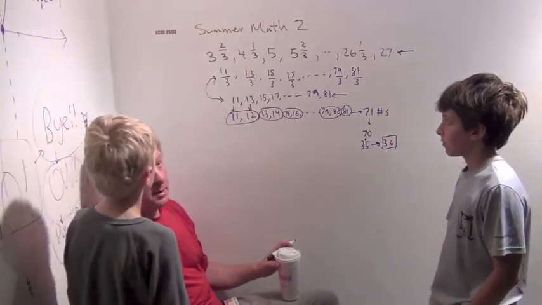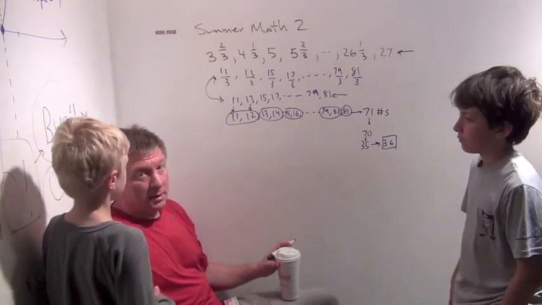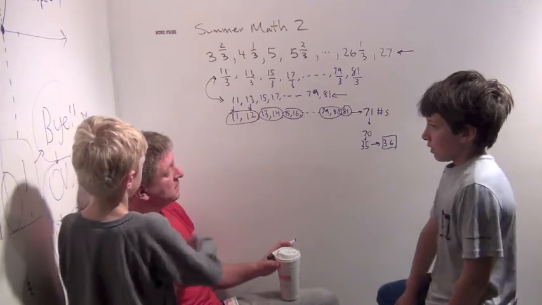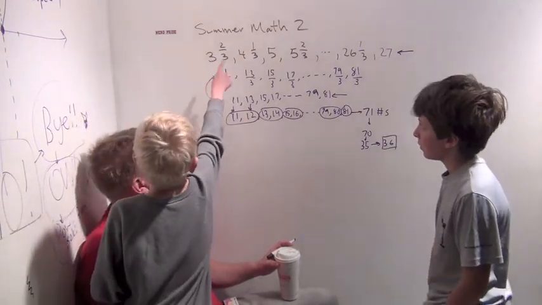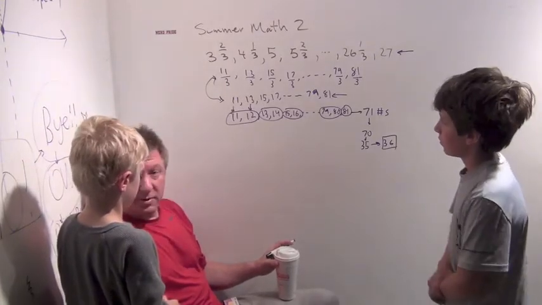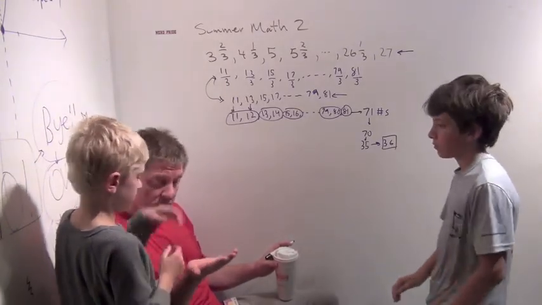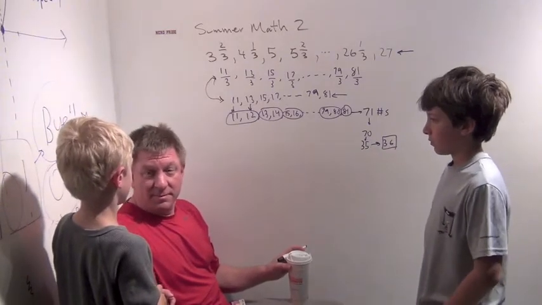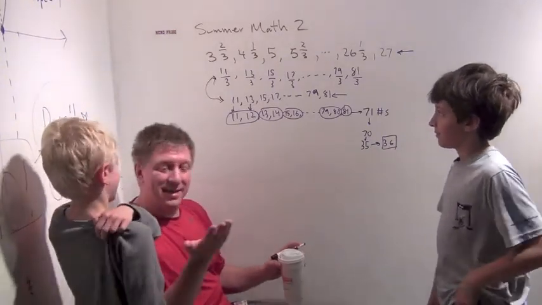Well, I just counted all of the numbers. Kogan noticed that they were incrementing by 2 thirds. I see, and then you just counted them. Yeah. Okay. You know what's a good strategy when you're counting? Counting. Yeah. Hey, good job.